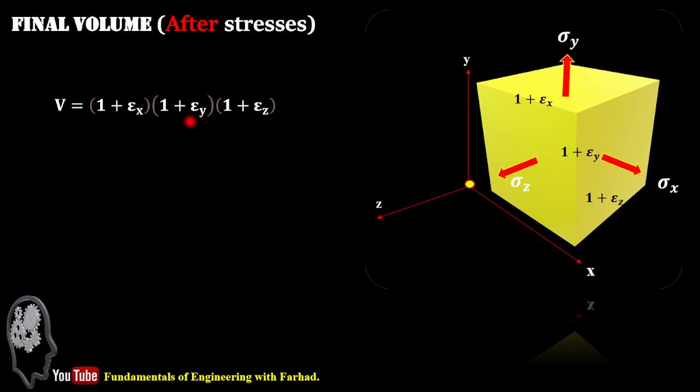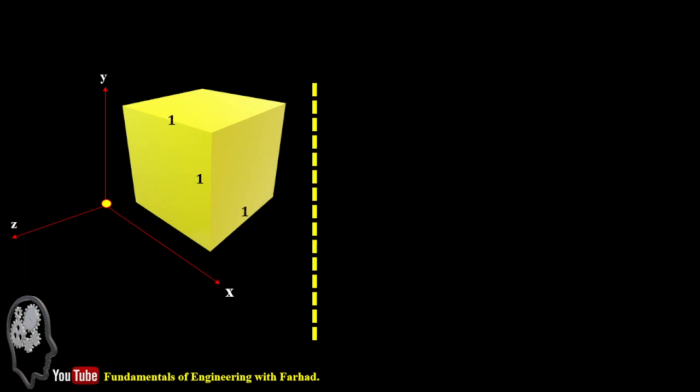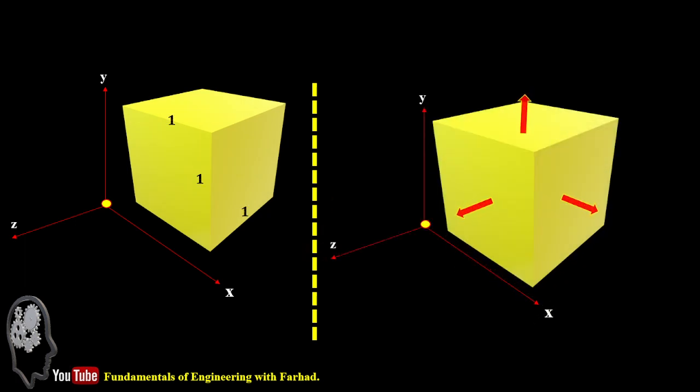If you neglect the small terms like epsilon x times epsilon y, because epsilon x, y, and z are by definition small enough, if you multiply them by each other it's a negligible value. Then you can have a volume of 1 plus epsilon x plus epsilon y plus epsilon z. This is our new volume. So the initial volume was unity, or 1. The new volume is this one.